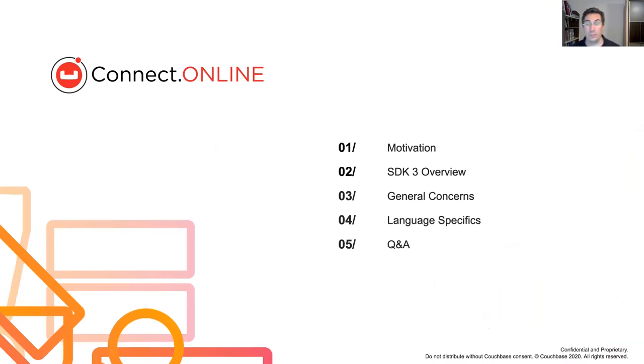So what are we going to cover today? First, we'll talk a little bit about the motivation, why we did SDK 3 in the first place. Then we'll talk about SDK 3 from an overview perspective. Then we'll talk about general concerns you want to consider when you're migrating your application from SDK 2 to SDK 3. Then we'll close out with language specifics, so certain things that have changed in Node, Java, etc., that you might want to know about. And then we'll close out with a Q&A session.